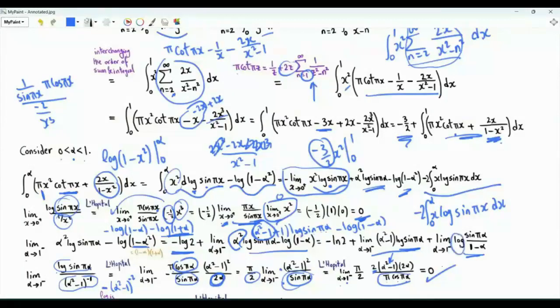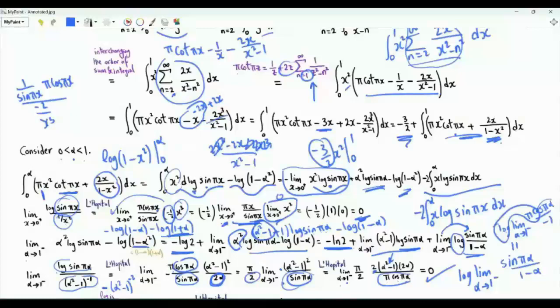What about this term? Note that the logarithm is a continuous function, so we can take the limit inside. We have log of the limit as alpha tends to 1 from below of sin(pi alpha) over (1 minus alpha). This is 0 over 0. Applying L'Hopital's rule, this is equal to log of the limit as alpha tends to 1 from below of pi cos(pi alpha) divided by minus 1. Cos(pi) is equal to minus 1. Thus, the limit is log pi. Don't forget this minus log 2 here.